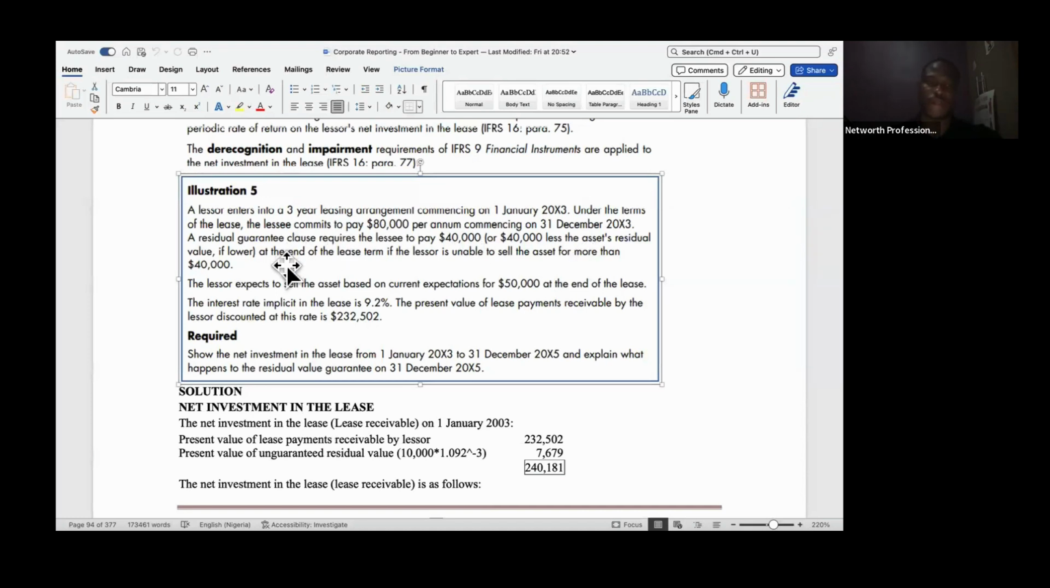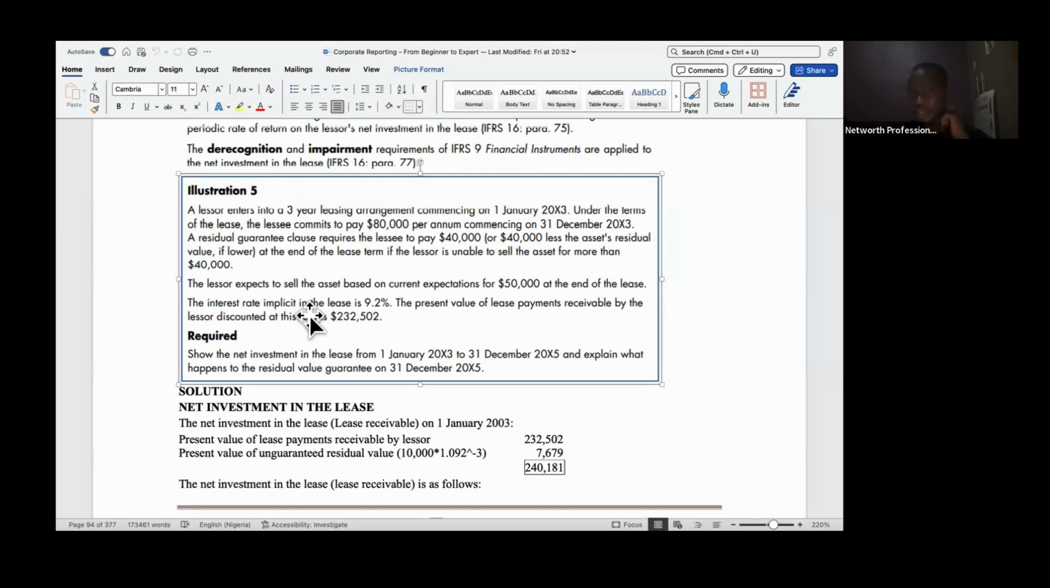residual value if lower at the end of the lease term, if the lessor is unable to sell the asset for more than 40,000. The lessor expects to sell the asset, based on current expectation, for 50,000. The interest rate implicit in the lease is 9.2%. The present value of lease payments receivable by the lessor discounted at this rate is 232,000. You are required to show the net investment in the lease from 1st January 2003 to 31st December 2005 and explain what happens to the residual value guarantee on 31st December 2005.